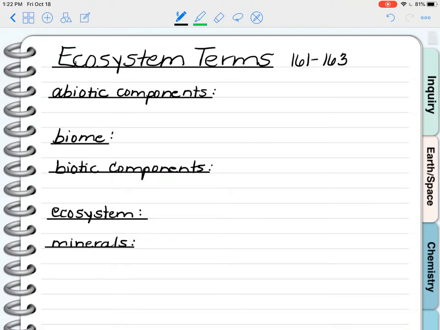The first one is abiotic. Abiotic components. And remember that bio, we've already added this one, but bio means life. So anytime you see bio, it's something to do with life. Abiotic means it goes against life. Abiotic means non-living factors in an ecosystem.